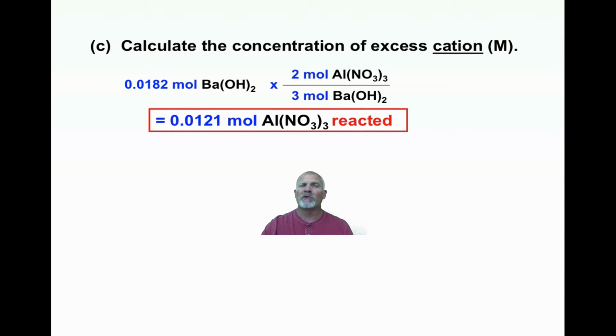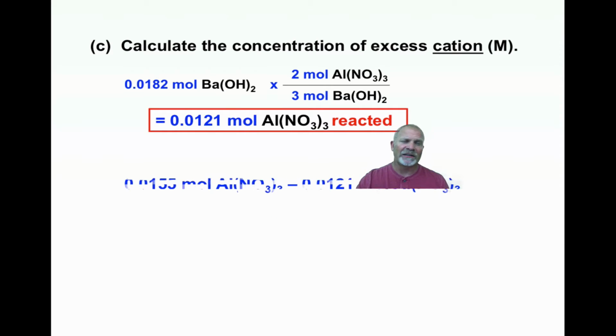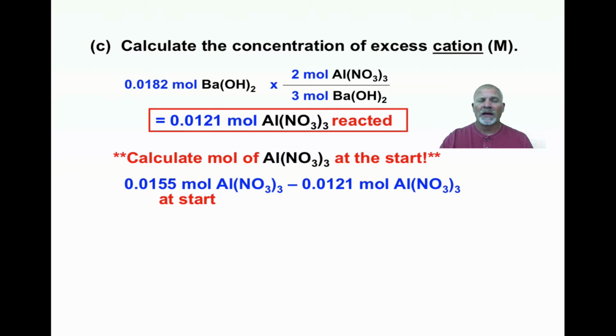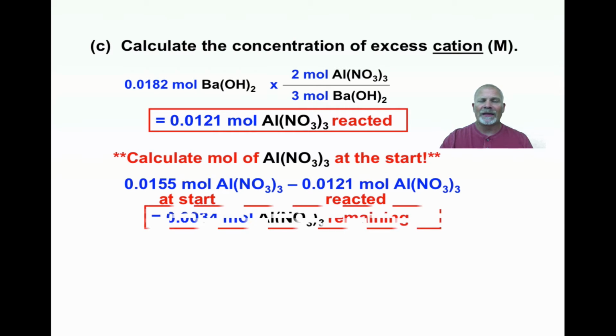So I figure out the moles of my aluminum nitrate. That's my excess reagent. That's how much actually reacted. I knew I started out with 0.0155 moles of it, subtract out what I used, and I realized that I actually had 0.0034 moles of aluminum nitrate remaining. Now when I want moles, I want concentration. That means moles per liter.